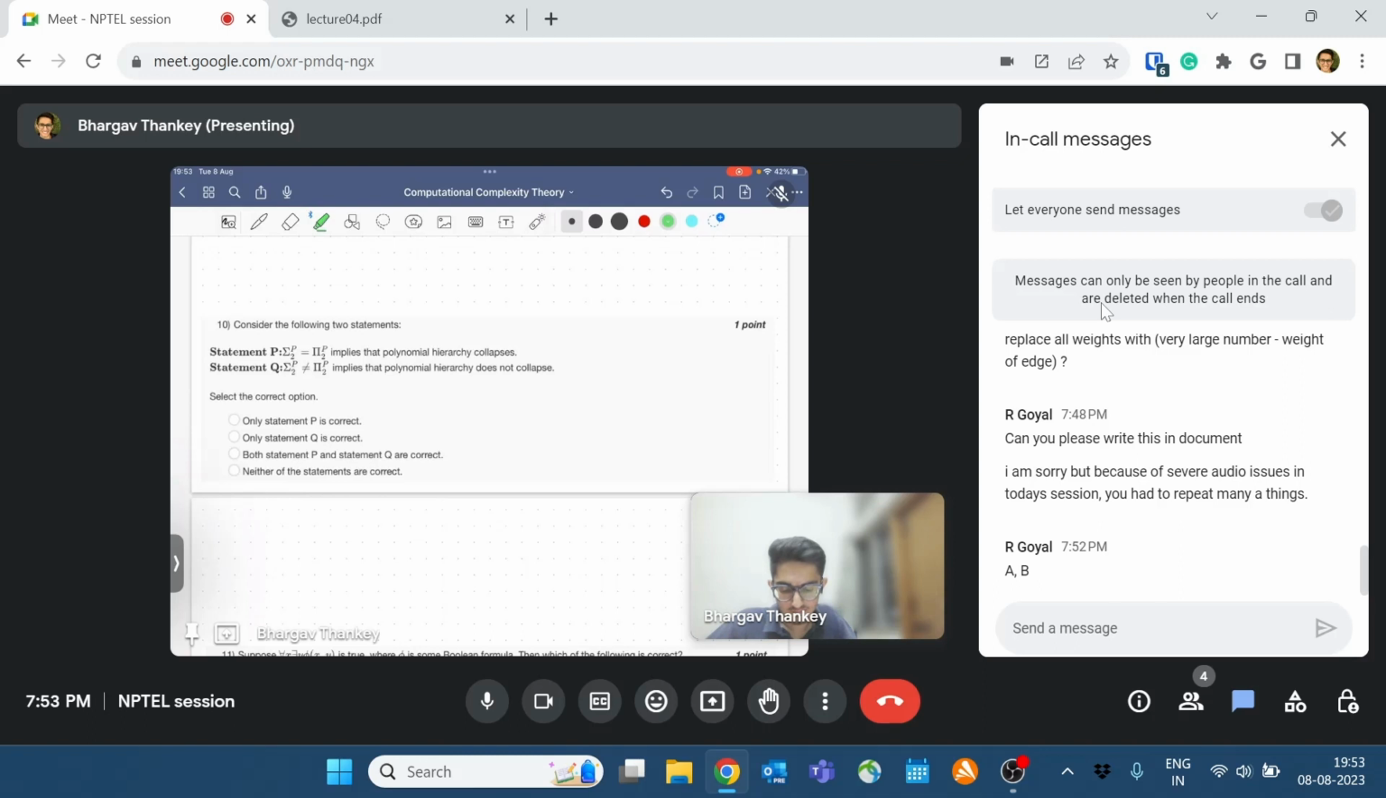I can only say that option A is clearly correct, and I do not know about statement Q whether it's correct or not. Okay, so Q is false, and here's the very simple reason. Consider this situation.